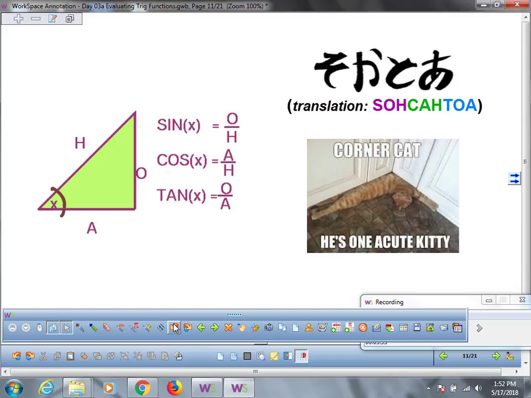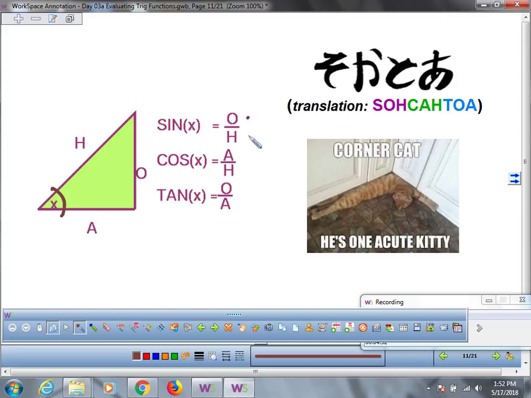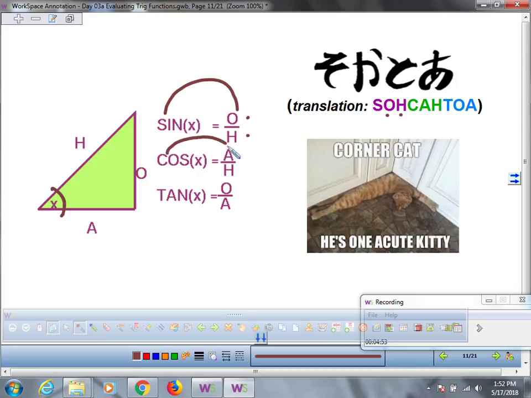So the sine ratio is opposite over hypotenuse. So, opposite over hypotenuse. Cosine is adjacent over hypotenuse. Tangent is toa. Opposite over adjacent.